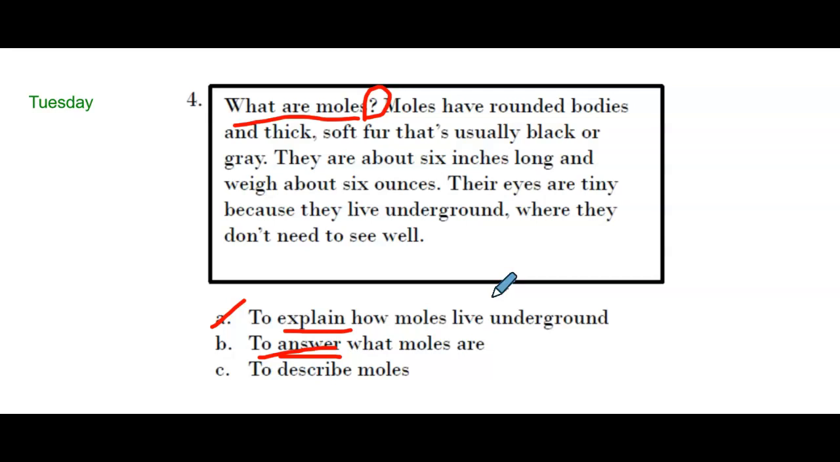But let's not circle it yet. Let's look at all of the answer choices and slash the trash, then pick the best answer last. C says to describe moles. Well, moles are being described. They have rounded bodies, thick, soft fur that's black or gray. They're 6 inches long, 6 ounces in weight. They have tiny eyes. Okay, boys and girls, so now we have to pick the best answer.